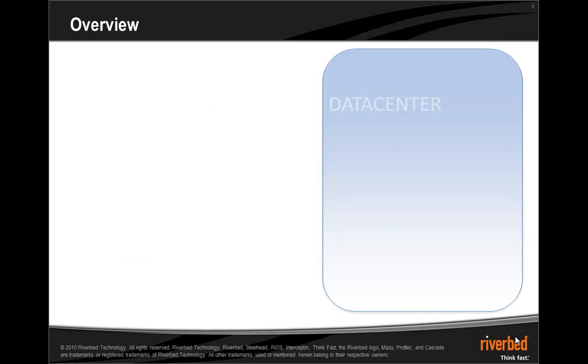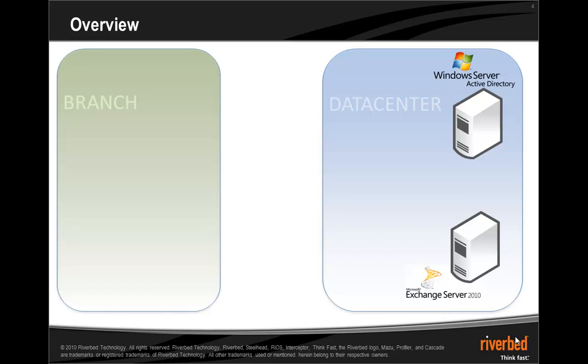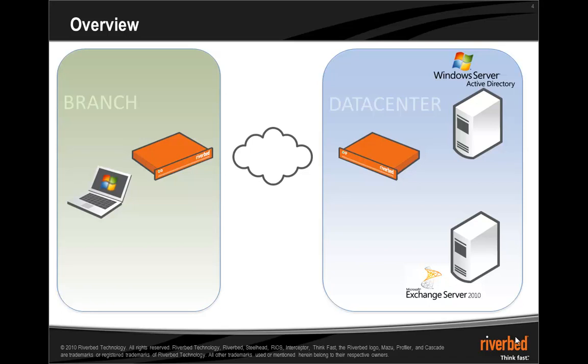On the data center side, we will have our first 2008 R2 server, which will be running Active Directory and the domain controller. Also in this network is our Exchange 2010 server, which is registered on the domain. At the branch, we have our Outlook client. This machine is also registered on the domain. Finally, we complete the network with Riverbed appliances on either end.